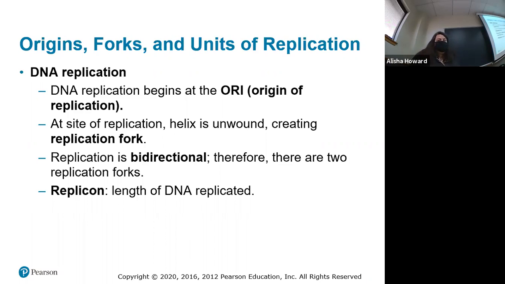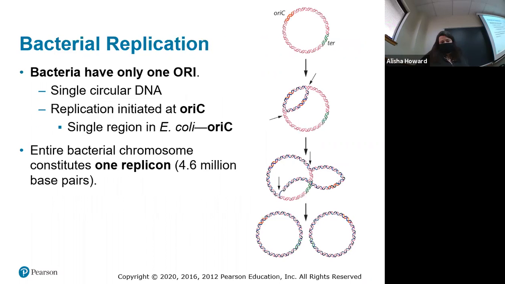And in bacteria, the whole chromosome is one replicon. But in eukaryotes, we have multiple because it's so much bigger, it needs to have multiple, or it'd take forever to replicate all of the chromosomes. Okay, so bacteria is simpler. We're going to start there.